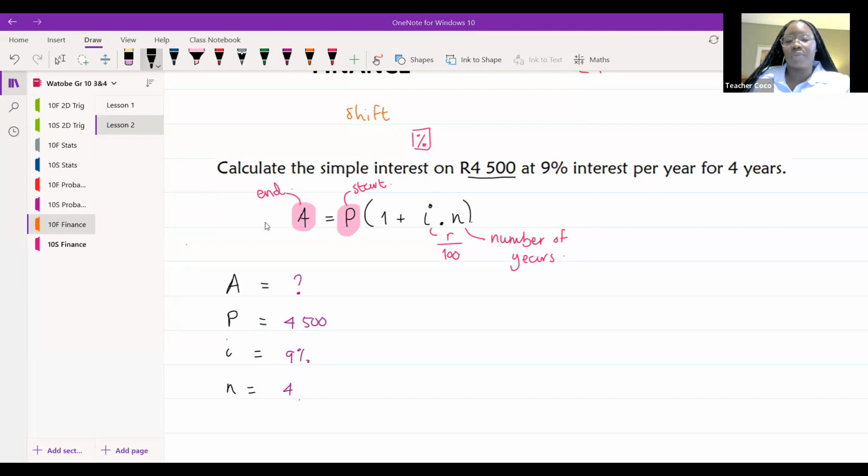All right. So A is equal to 4,500, open bracket, 1 plus 0.9. If you put 9% on your calculator, or even if you write 9 over 100, all of these things mean the same. Times, multiplied by 4 years. Good. And how much do we get here? 0.9 times 4 is equal to 3.6. It's going to be 4.6. 4,500 multiplied by 4.6.